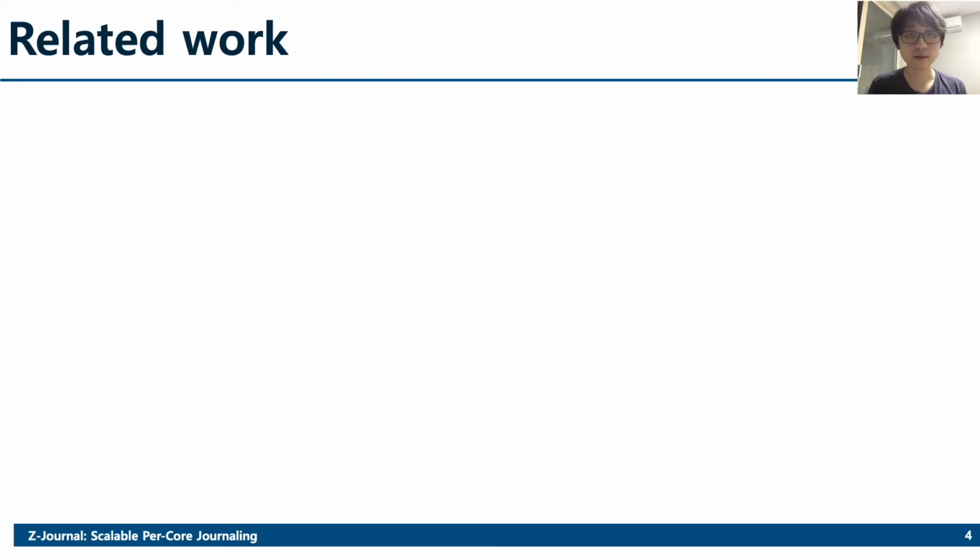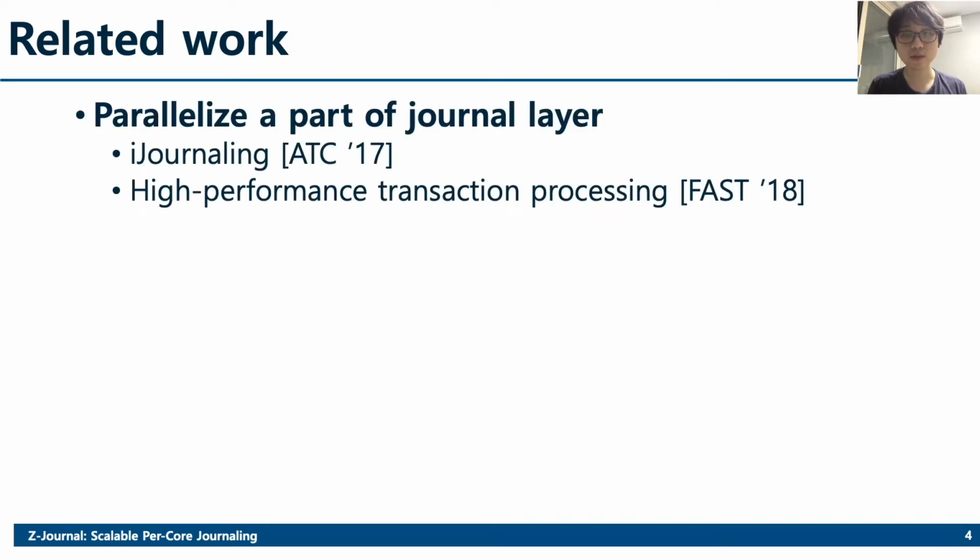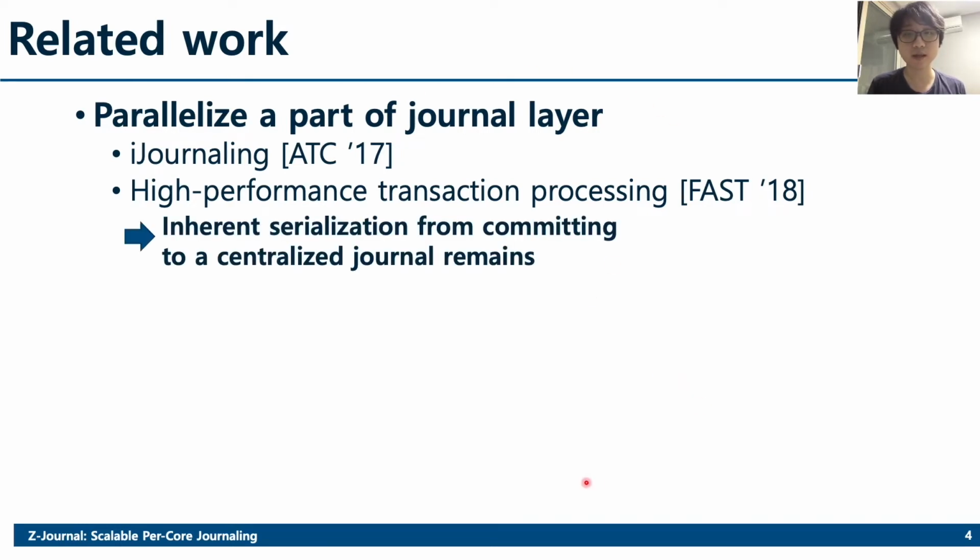We are not the first one to tackle the journal's scalability issue. Some researchers proposed approaches that can parallelize the accesses to the in-memory journal structures or parallelize committing operations. However, because these approaches partially parallelize the current journal design, scalability bottlenecks remained here and there in the journal layer.